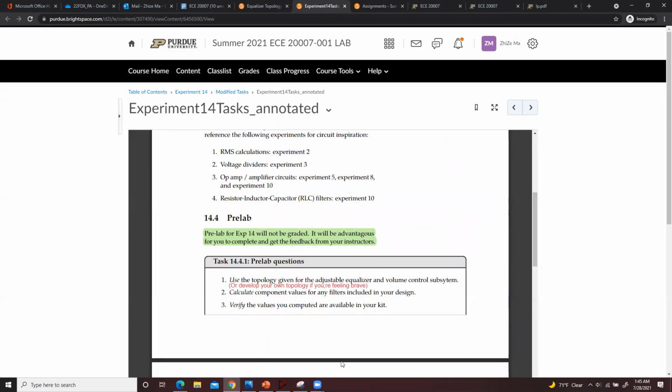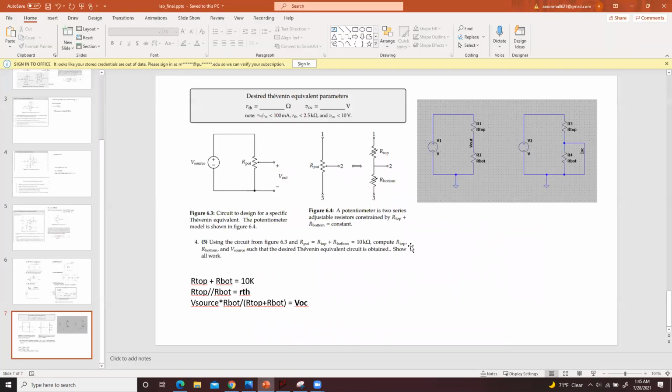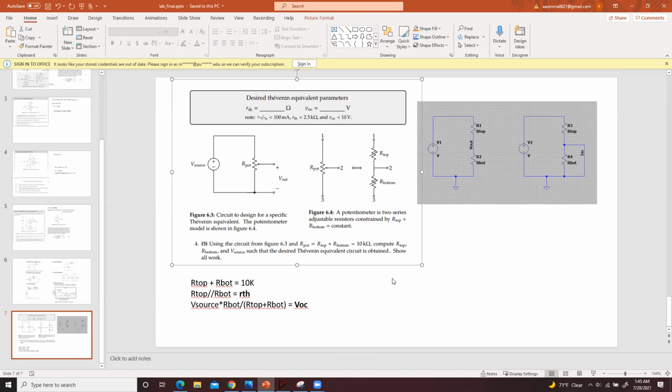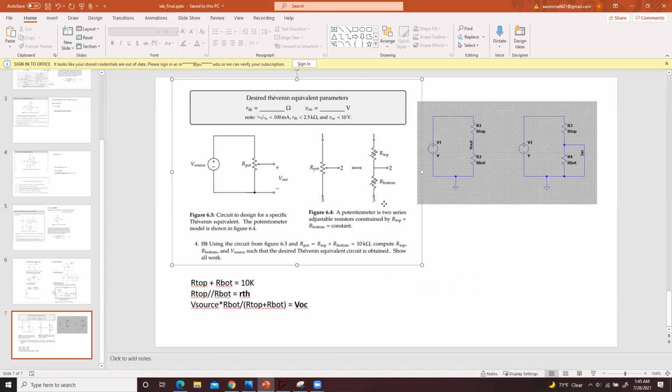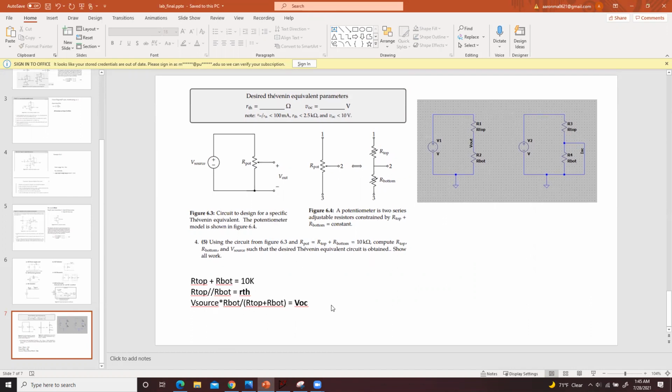And lastly, I want to talk about the lab practical really quick. I'm not going to talk about the whole test. I just want to talk about a common mistake in the lab practical. I think some of the students make a mistake in this question: how you can calculate the value for R top, R bottom, and the V source.